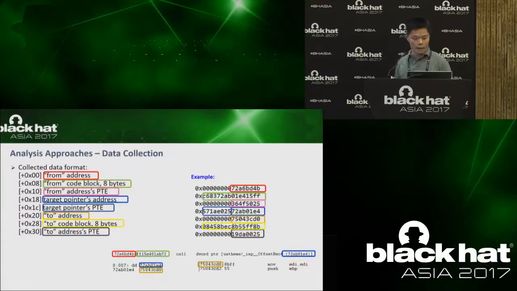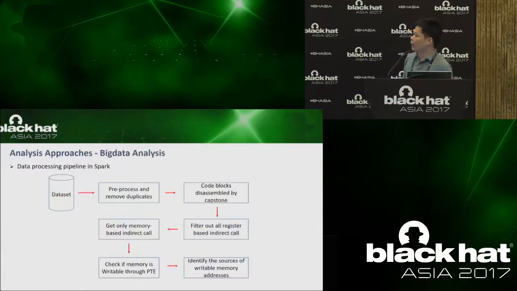As you can see, when we collect this much data on each indirect call, and there are millions of indirect calls, the data file size goes up very fast. That's why we need a big data system to help analyze the data. This is the data processing pipeline in Spark. Once we have that big chunk of data, we load it into this system and pre-process it to remove all the duplicates, because there are so many duplicate memory-based indirect calls.